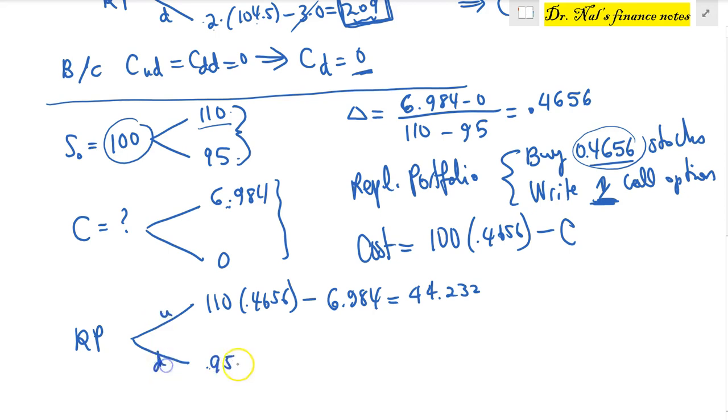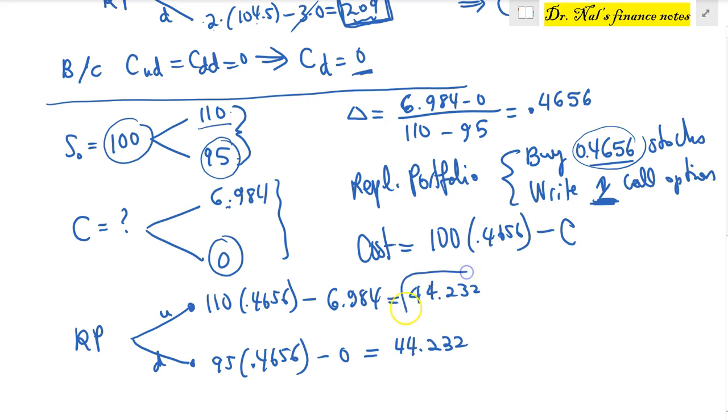We can do the same calculation at the bottom node. So up, down. So $95 is the price at that node, times, well, obviously we have 0.4656 shares, minus the call option will go worthless at that down node, and as a result, that will come out as, lo and behold, 44.232, exactly what we wanted. So now we have this constant outcome from the replicating portfolio, but we could have gotten this much money at the end of the half period by simply lending at time 0 the discounted amount, right?